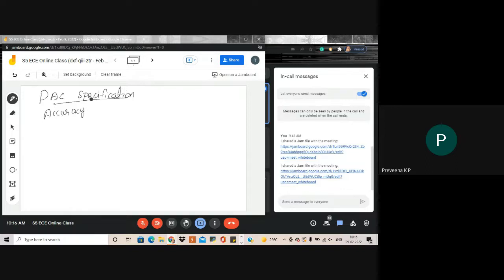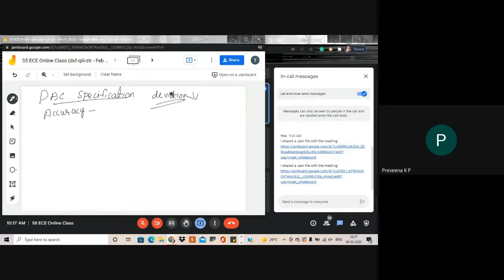So accuracy is defined as the maximum deviation of the output from the ideal value. Accuracy is defined as the maximum deviation of the output from the defined value. So there should be good accuracy, so the deviation should be small. If the deviation is small, then we say it is maximum accurate.